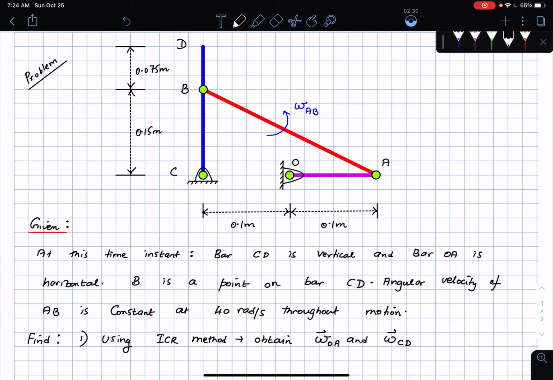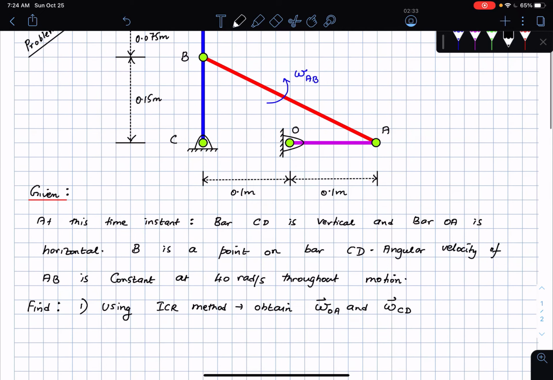And then once we do this, we can find out the accelerations using acceleration analysis. Using acceleration analysis, obtain alpha OA and alpha CD. Okay, so those are the two things that we need to obtain. Okay, so this is alpha OA.